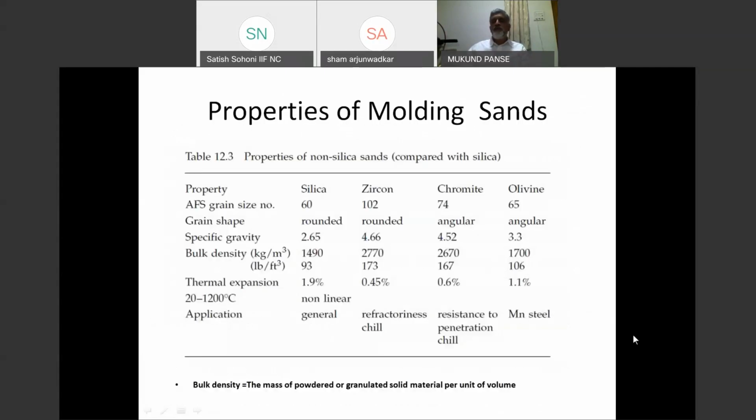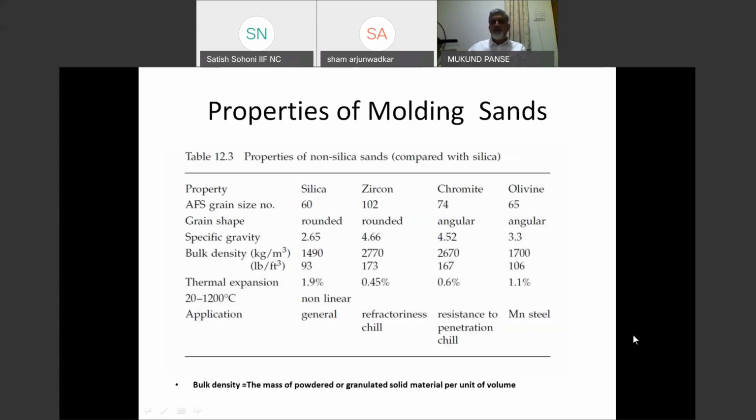This is a comparison of molding sands. AFS grain size is normally what you get. Silica, you can get whatever grain size distribution, AFS number, you want. Zircon you get much finer. Chromite and olivine also, but for chromite and olivine it is difficult to get the 3 or 4 sieve distribution which you normally seek to have proper compaction of the sand grains.